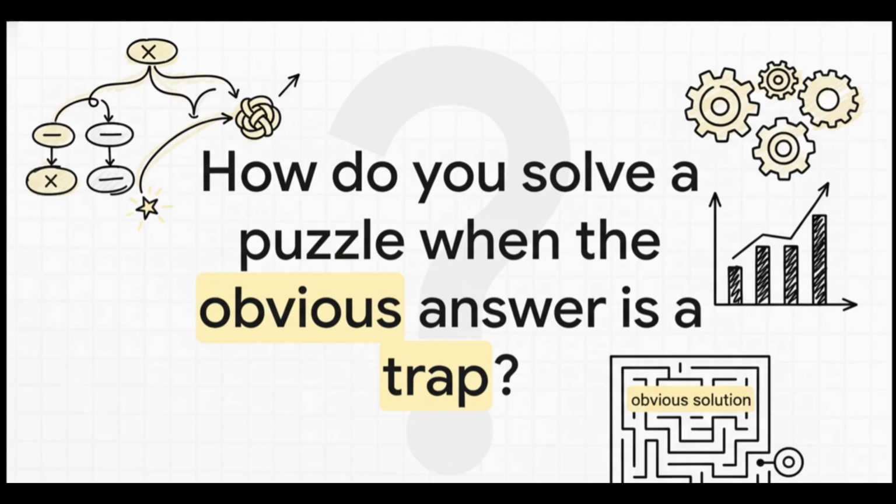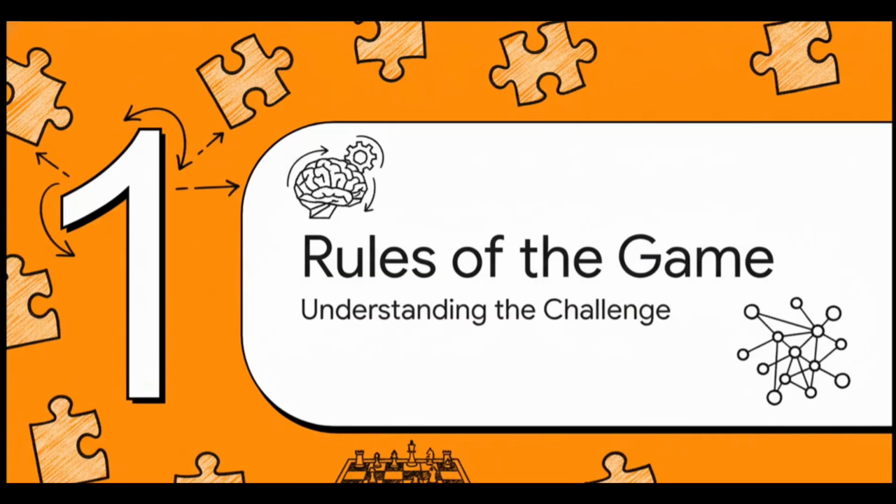In programming, the first thing that comes to mind, the most obvious path, is often a trap. We're not just looking for an answer here. We're on the hunt for that elegant, super efficient solution that just slices right through all the noise. And to find that beautiful solution, we've got to know the challenge inside and out. So first things first, let's lay out the rules of the game.